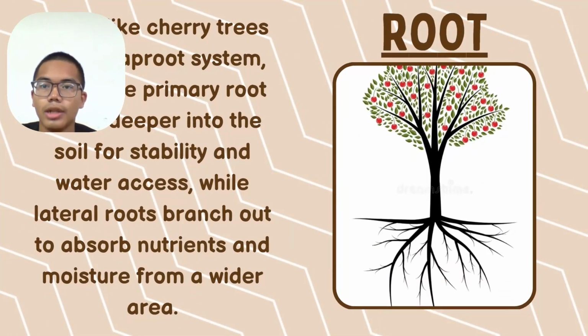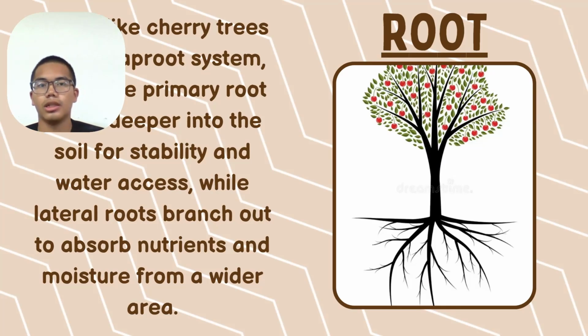Okay, the root of the cherry tree. Dicots, like cherry trees, have a taproot system where the primary root goes deeper into the soil for stability and water access.